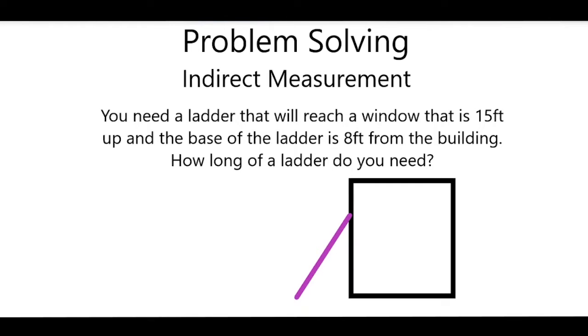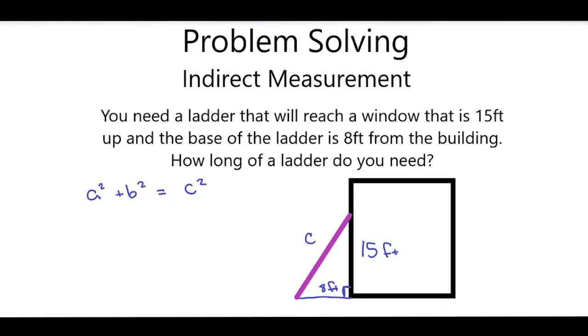So here we have our building and our ladder, and we know that the window is 15 feet up, and we also know that the distance from the building to the base of the ladder is 8 feet. Well, I know that this is a right triangle, so I can use the Pythagorean theorem to find the length of my ladder, which we're going to call C, because we know that a squared plus b squared equals c squared.